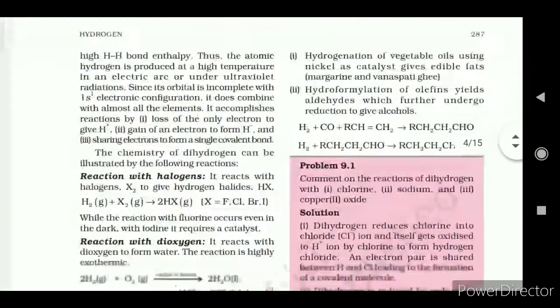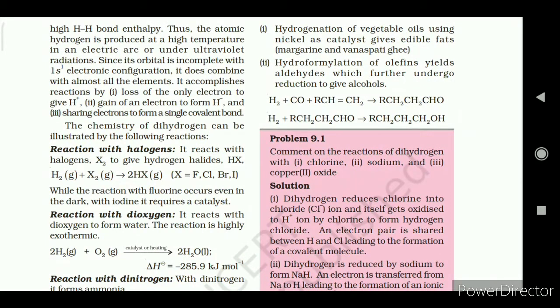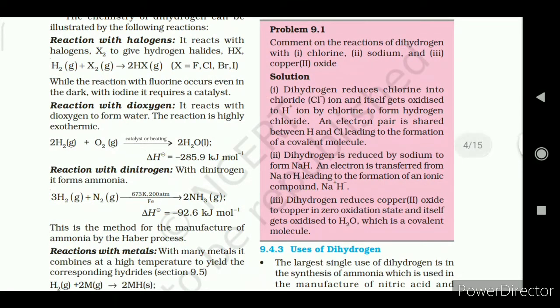Solution. Number 1. Dihydrogen reduces chlorine to chloride ion and itself gets oxidized to H+ ion by chlorine to form hydrogen chloride. An electron pair is shared between H and Cl, leading to the formation of a covalent molecule. Number 2. Dihydrogen is reduced by sodium to form NaH. An electron is transferred from Na to H, leading to the formation of an ionic compound Na+H-. Number 3. Dihydrogen reduces copper-2 oxide to copper in zero oxidation state and itself gets oxidized to H2O, which is a covalent molecule.